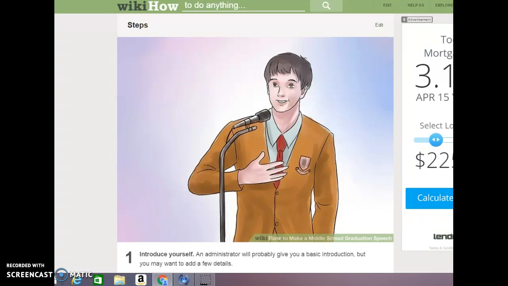We'll ask for volunteers who are interested in giving a speech in front of the parents, and then we'll choose from those volunteers. Okay, so today let's look at 2 different ways that you can write a promotion speech. So I'm going to show you 2 ways.